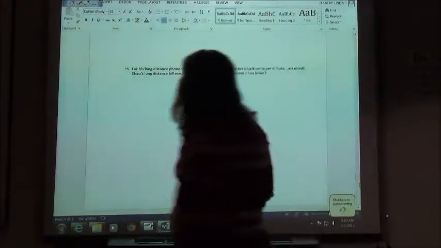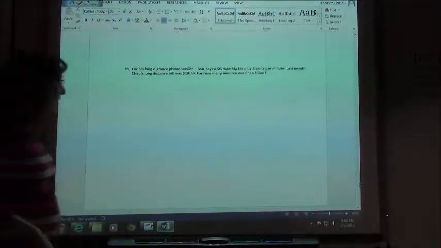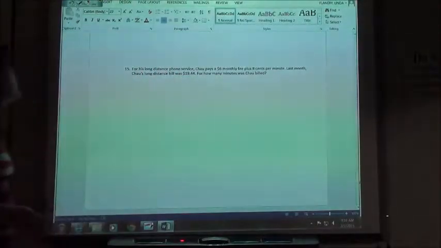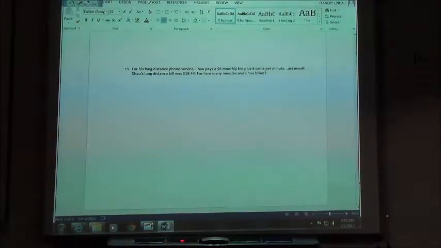And the last one: for his long distance phone service, Chow pays a $6 monthly fee plus 8 cents per minute. Last month, Chow's long distance bill was $19.44. For how many minutes was Chow billed? So think about what you want to write down for your equation. What might my equation be there?